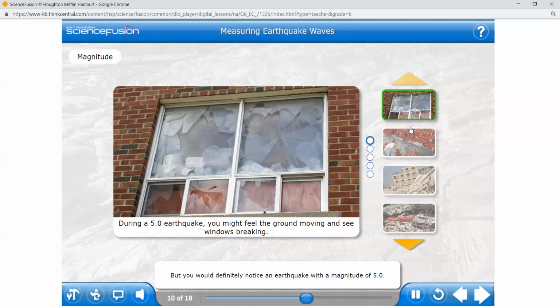For every 1.0 increase on the magnitude scale, the amplitude of the seismic waves is 10 times greater. Wow, 10. You are much more likely to feel the ground move in a 5.0 earthquake than in a 4.0 earthquake.